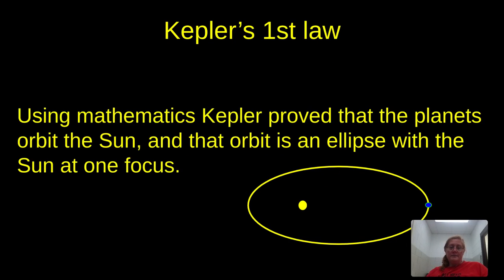Kepler's first law has to do with proving that the planets are orbiting in an ellipse with the sun as one of the foci. So even though it looks like the Earth is going around the sun in a perfect circle, it's not quite perfect. It is a slightly squished circle. In other words, it is an ellipse.